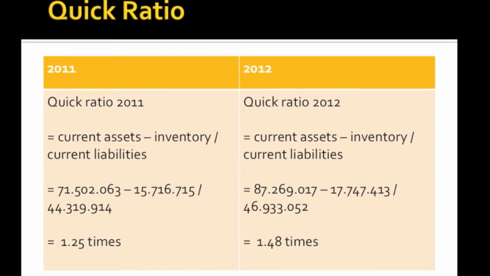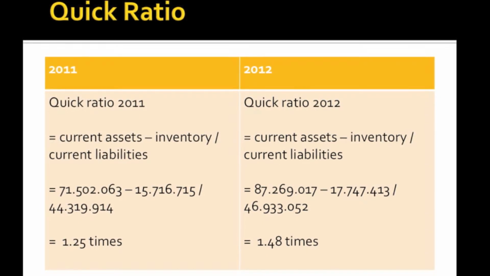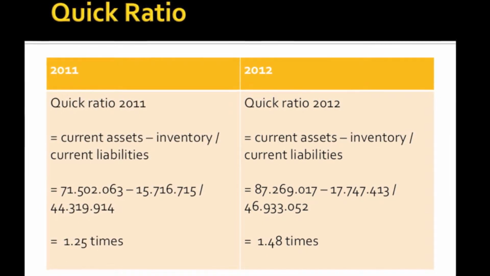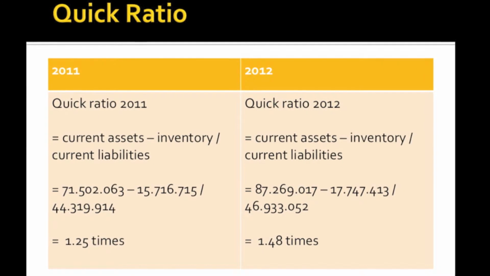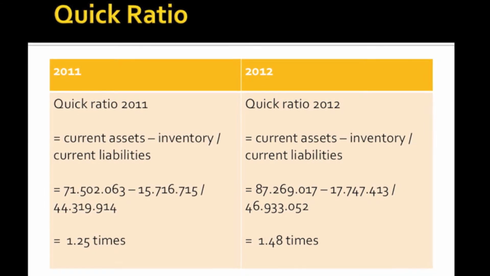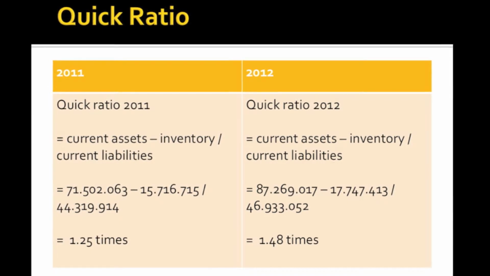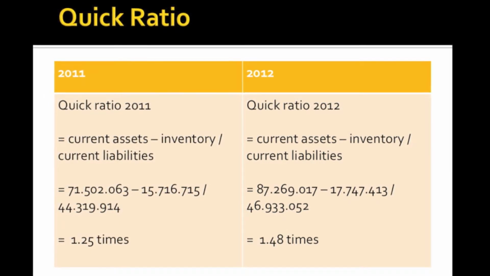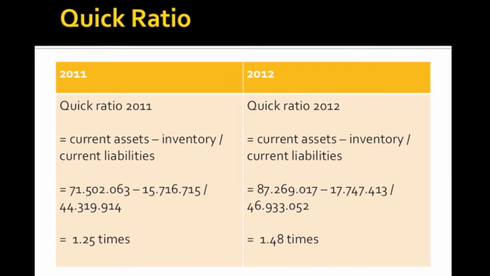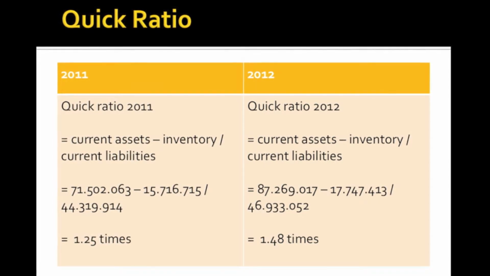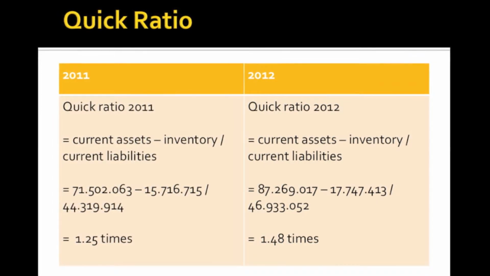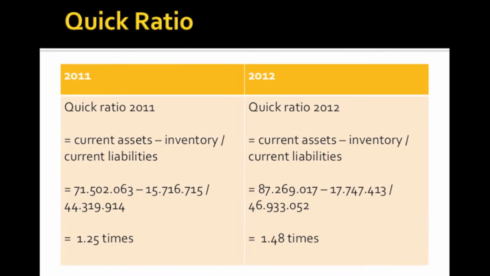Next is quick ratio. In 2011, the calculations show 1.25 times, and in 2012 it shows 1.48 times. This means that Samsung Electronic Company's money is not reinvested or kept in bank. And it also shows changes in position of long-term liabilities, for example debentures and bank loans.